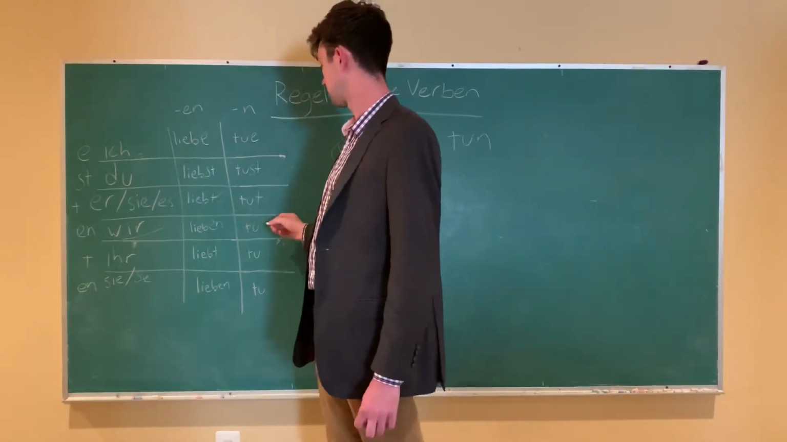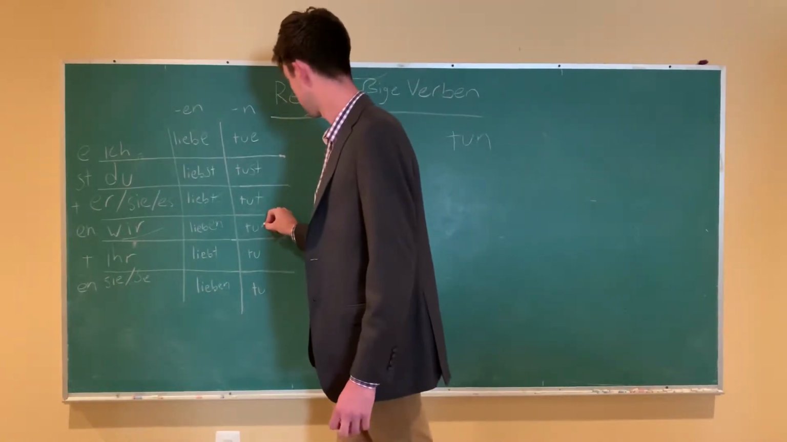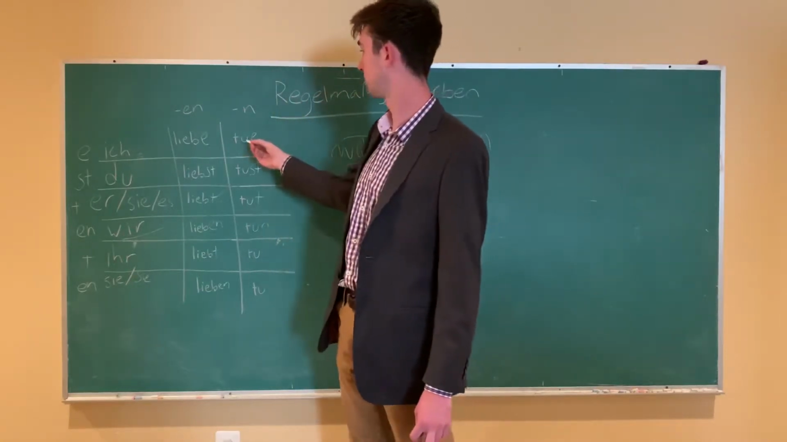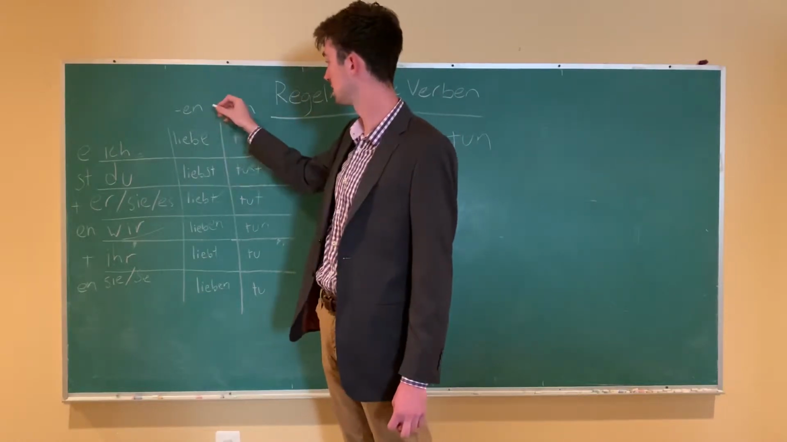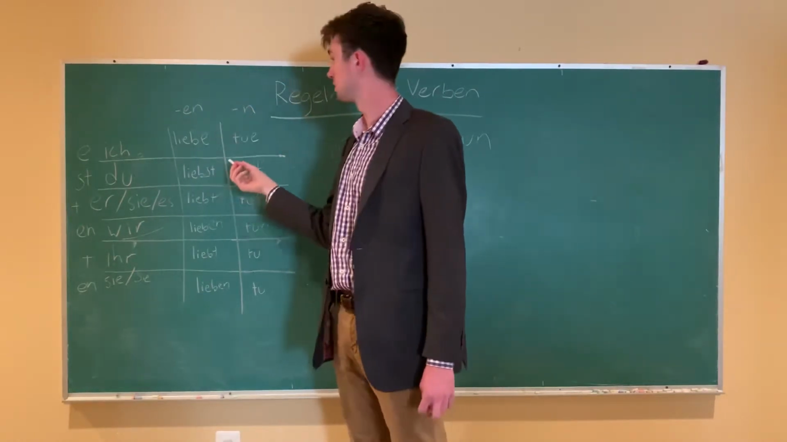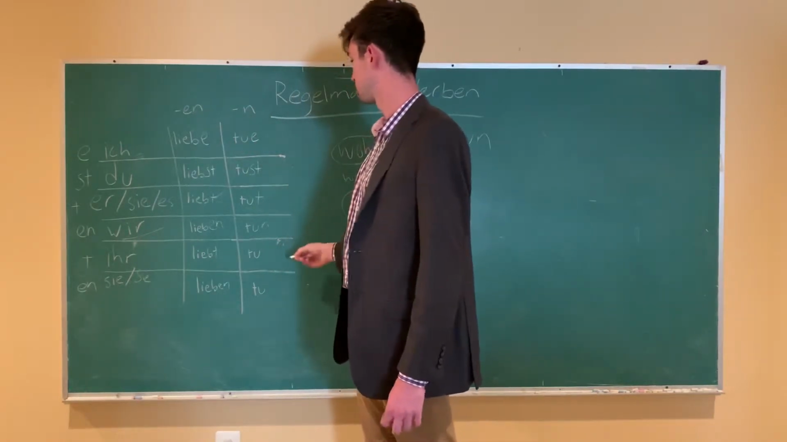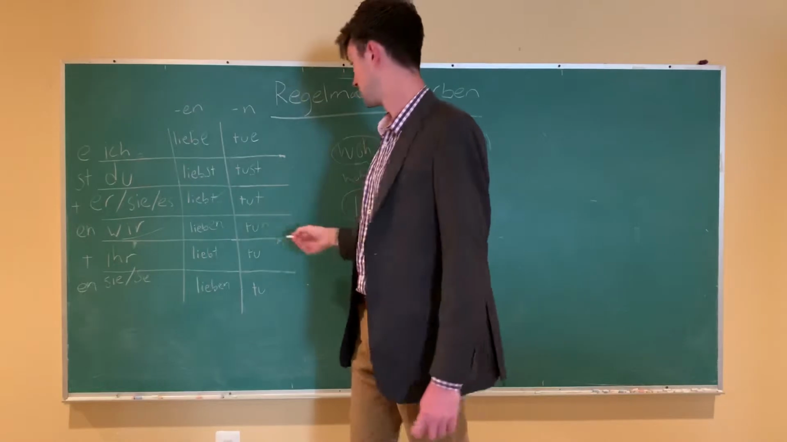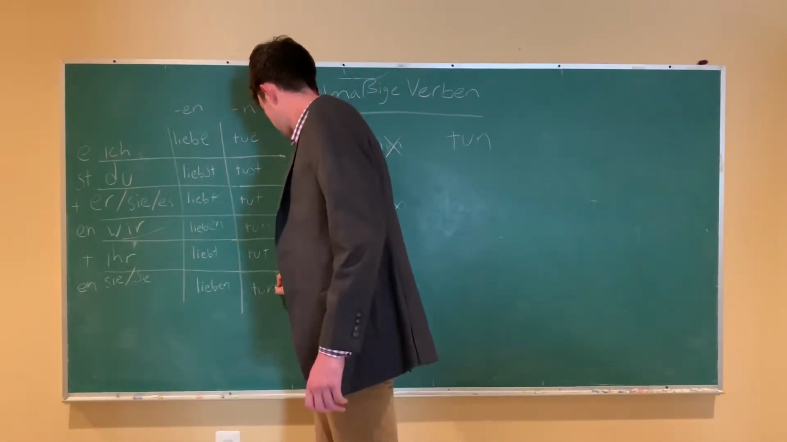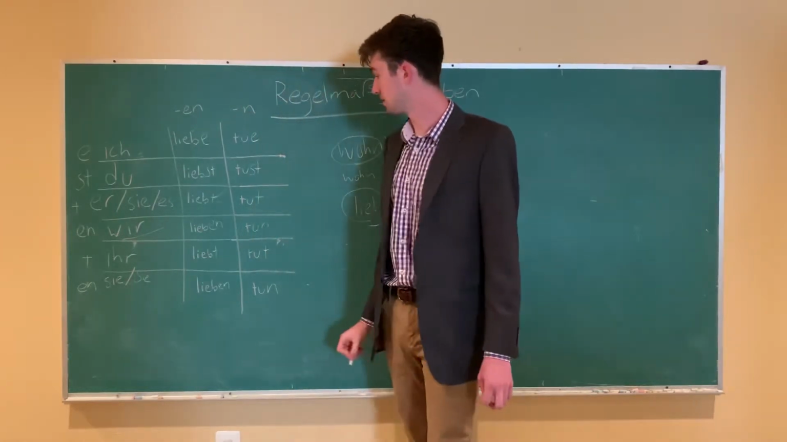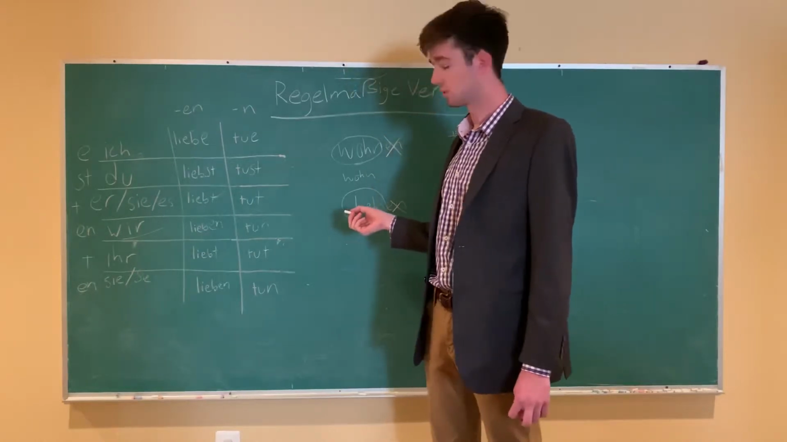For wir, that's what changes. You're not adding on the en anymore, you're just adding on the n. Which kind of makes sense, because for the infinitive version of the normal verb lieben, you just add the en back to it. In this case, you just add back the n like it originally was. So wir tun, we do. And then for ihr, it's tut, and for sie and Sie, tun. So that just about covers the basic conjugation for verbs in German.